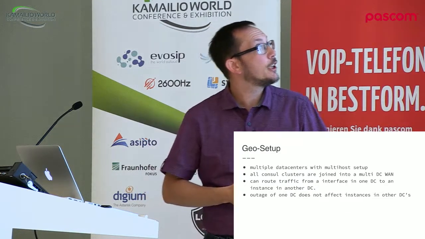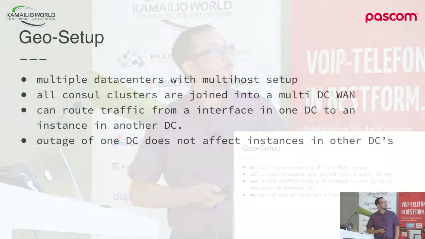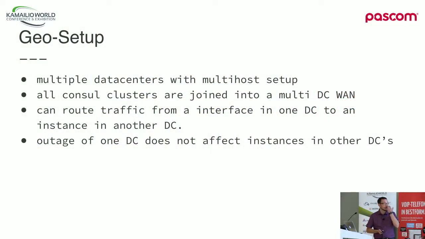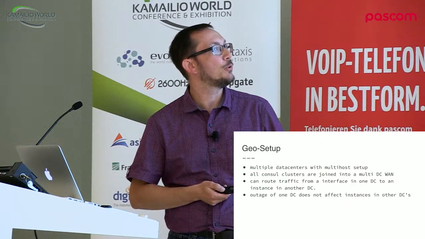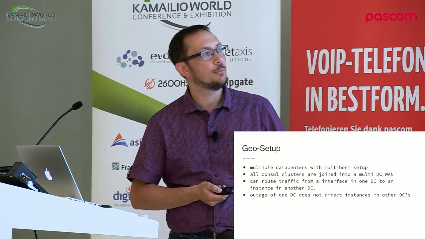Okay, then you can scale it up to use multiple sites because of this feature of Consul to have multiple data centers. And even in this situation, you can route traffic from one interface in the one data center to a PBX instance in the other. Basically, you put the media gateway into the country where your customer is, and the PBX instance stays in the data center where the customer wants his data. Okay, and again, the outage of one DC does not affect instances in other data centers. That's very important and was a core requirement when we designed this.